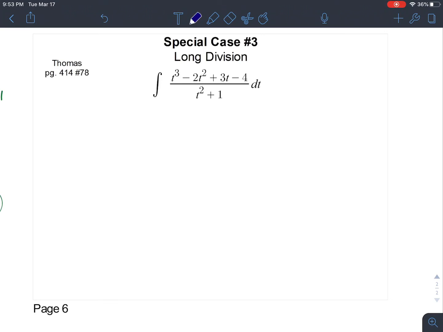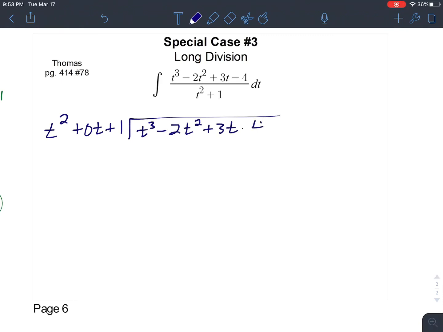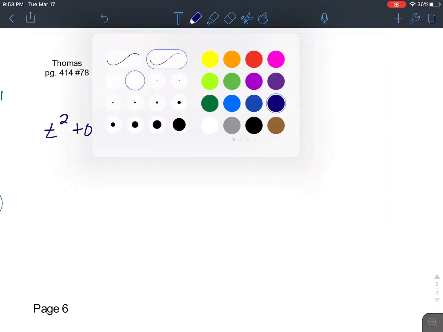So what we're going to do here for long division then, now we have to be careful with the denominator. T squared plus 1. Back when we did long division in IM3, a common mistake that people would make is that they would forget there's a 0t there. So make sure you include that 0t when we do long division. And when I demonstrate this, you're going to understand why we need that. Okay, so we're going to go ahead and put in the numerator and the denominator.